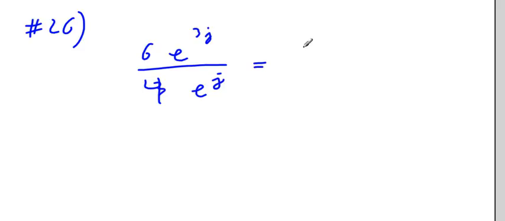Write the result in exponential form. So 6 e to the 3j divided by 4 e to the j. The 4 goes out, so it'd be 3 over 2 e to the 2j, because I'm subtracting 3j minus 1j, getting 2j.